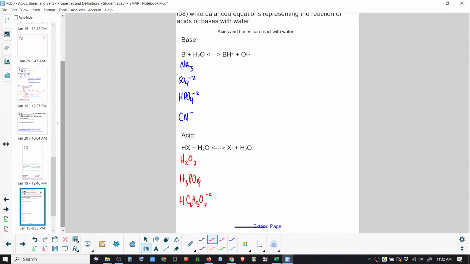Would you like to know what an... When we write it with H's in front, that's to show you the number that can be donated.